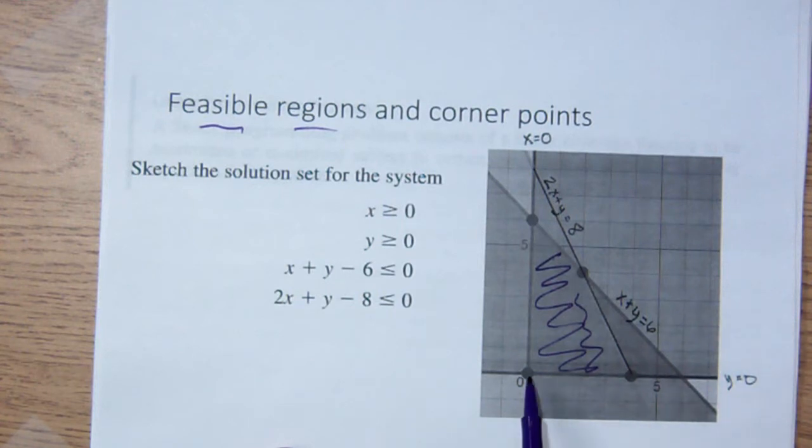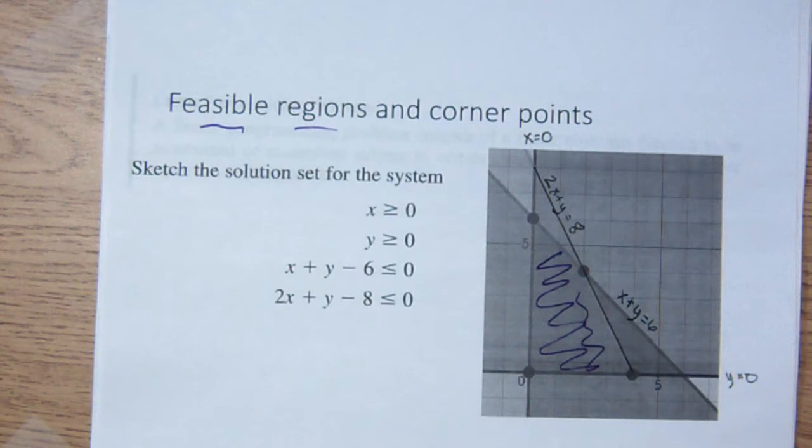You can see that corner point is 0, 0. Another corner point over here is found by taking the intersection of y equals 0 and this line here to give me that point. I take 2x plus y equals 8 and x plus y equals 6 to get that one and this one. So again, what we're doing is we're solving a system of linear equations, which is one of the skills that we had.